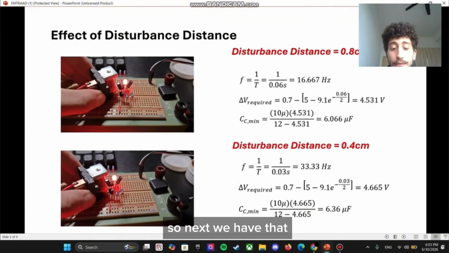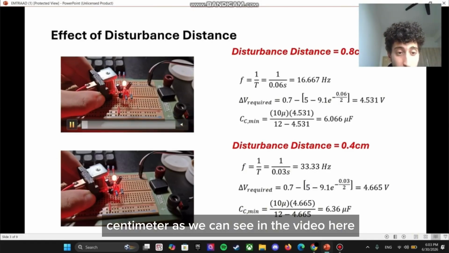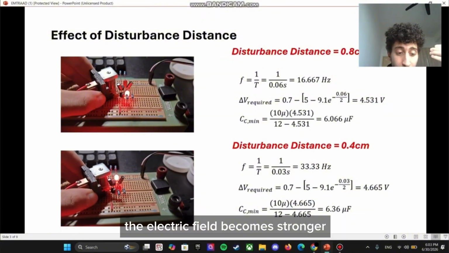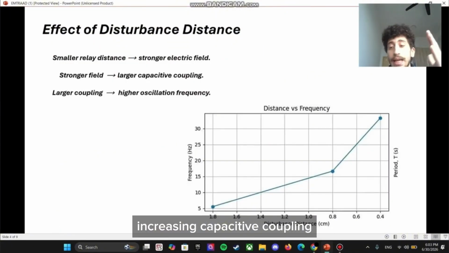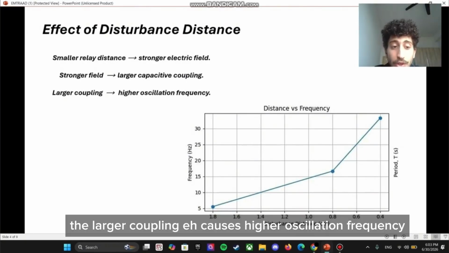So next, the experiment was then repeated by reducing the disturbance distance from 0.8 centimeter, as we can see in the video here, to 0.4 centimeter. As the relay moves closer, the electric field becomes stronger, increasing capacitive coupling and causing earlier threshold triggering. And as we can see in the graph here, the larger coupling causes higher oscillation frequency.